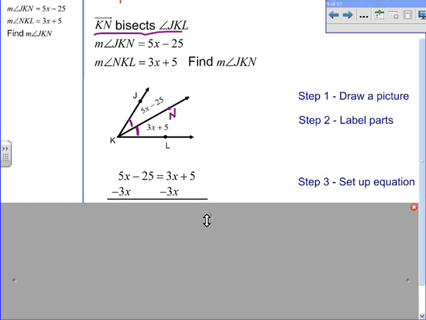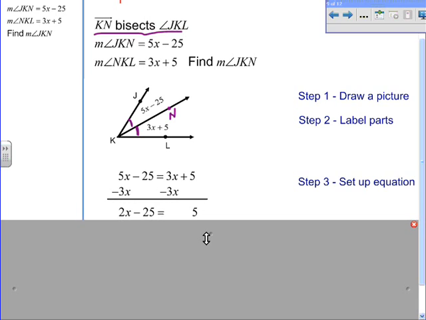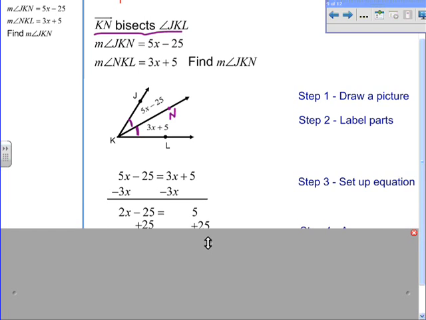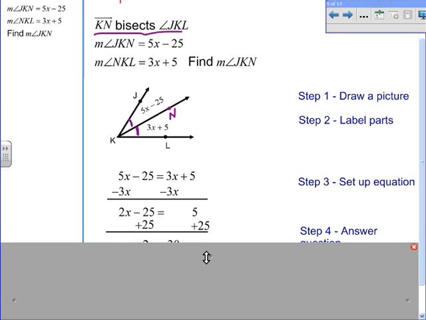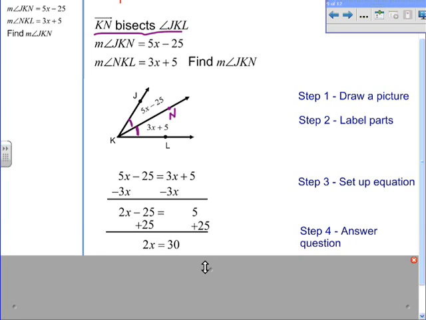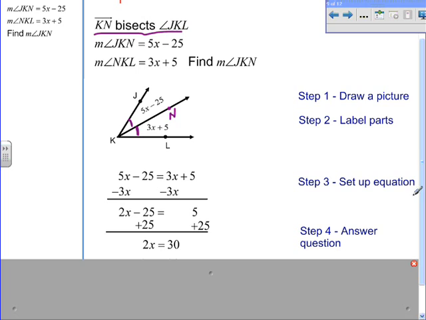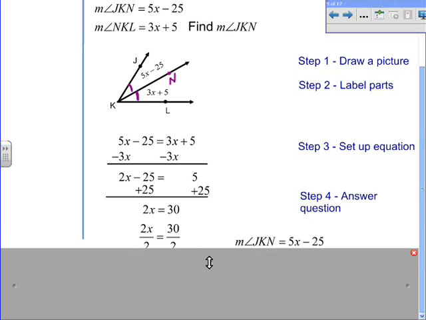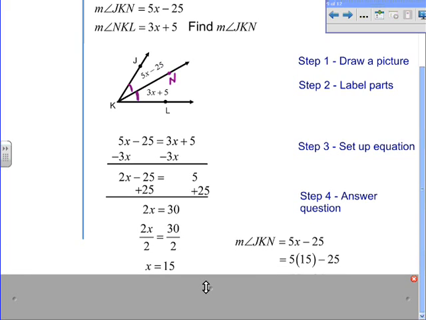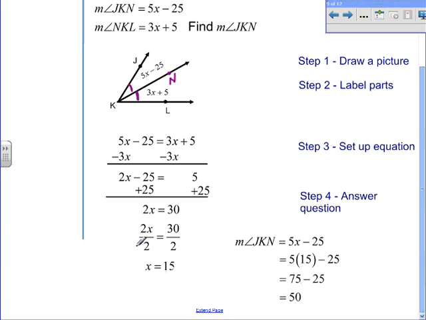So we're going to subtract 3x from both sides. That's going to give me 2x minus 25 is equal to 5. Now I'm going to add 25 to both sides. And when I do that, we'll get 2x is equal to 30. And then we'll divide both sides by 2. So if we have 2 times x, we'll divide both sides by 2. So 2x divided by 2 equals 30 divided by 2. And so then we get x is equal to 15.